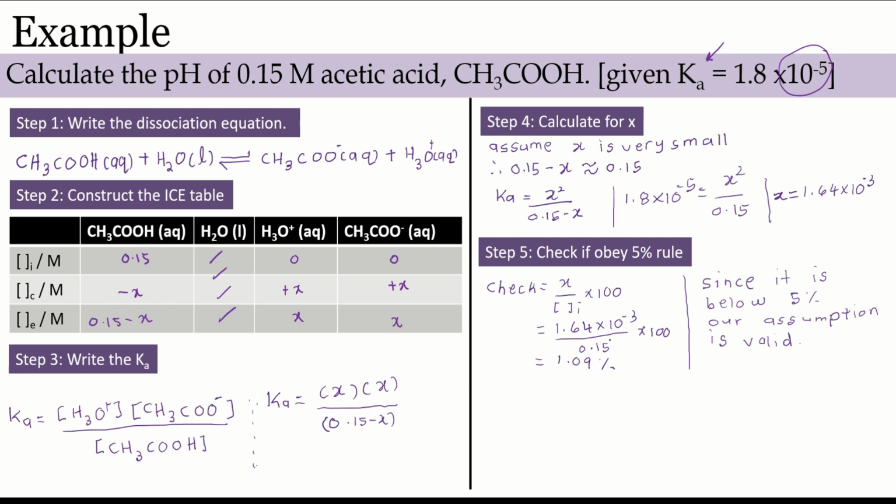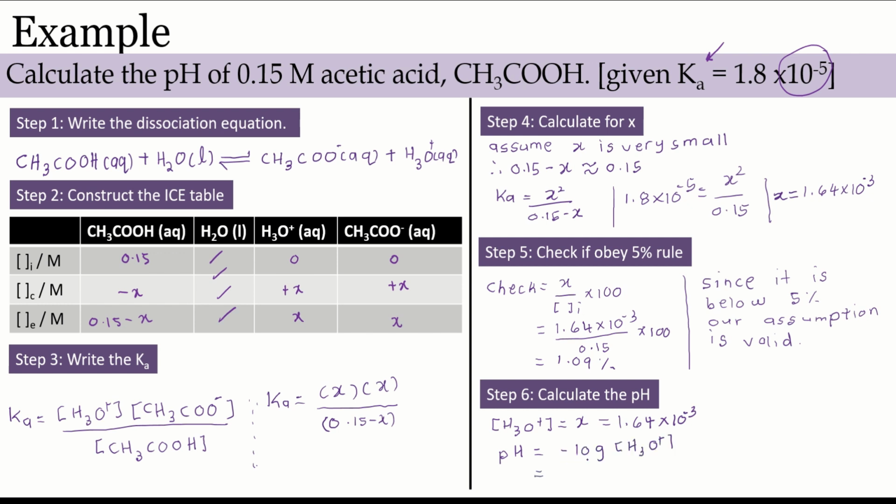So bila benda macam ni, kita boleh teruslah kira kita punya pH. Since kita tahu bahawa value of H3O plus is equal to X, therefore it is equal to 1.64 exponent negative 3, and we know that pH is equal to negative log concentration of H3O plus. Substitute and you akan dapat pH dia sama dengan 2.79. Jawapan akhir mestilah bagi dalam 2 tempat perpuluhan.